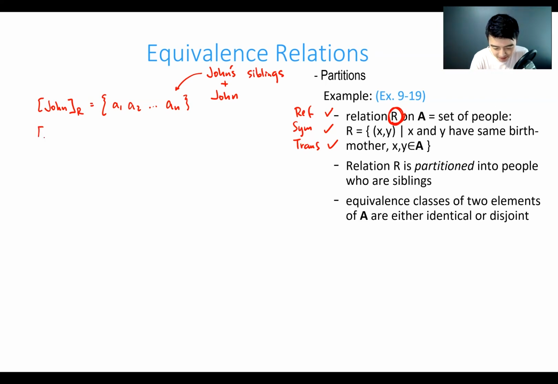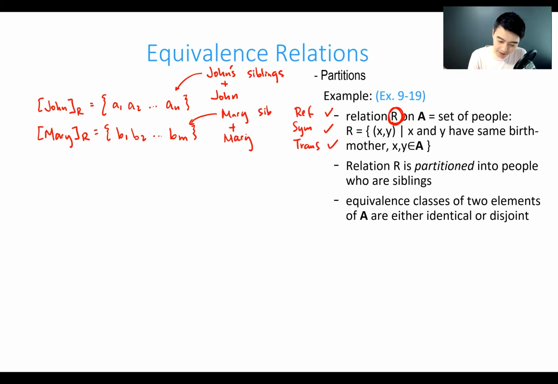Now let's pretend that there is another person, Mary, and the equivalence class of Mary contains B1, B2, all the way up to BM. And these are Mary's siblings and Mary herself. Now the claim is that if I find even one person that is common to the A's and the B's, so if any of the Ai's equal the Bj's, I hope you understand what I mean by this, so any of the A's equal any of the B's, then we can claim that John and Mary are siblings.